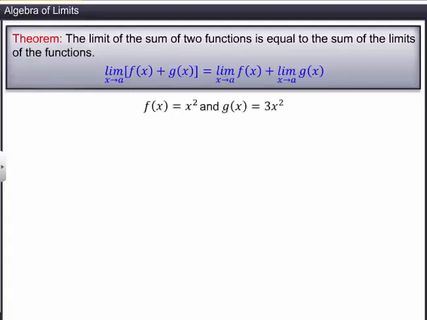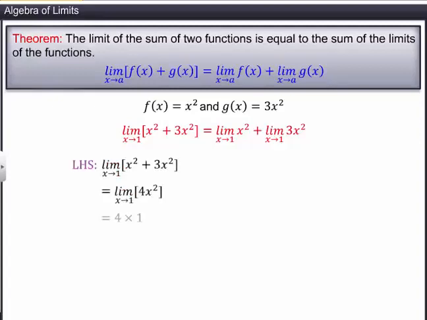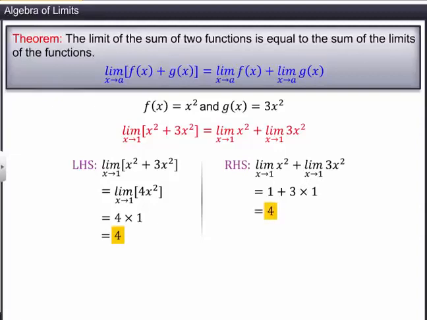Let f of x be equal to x square and g of x be 3x square. Now, we verify according to the theorem for x tends to 1. First, we will find the limit on the left-hand side. Now, we verify the right-hand side. We can see that the left-hand side is equal to the right-hand side.